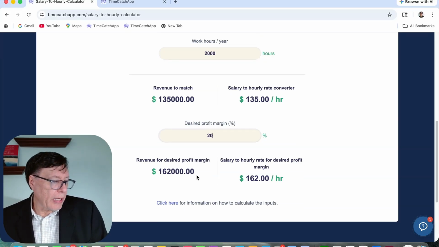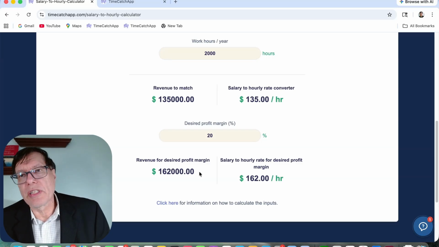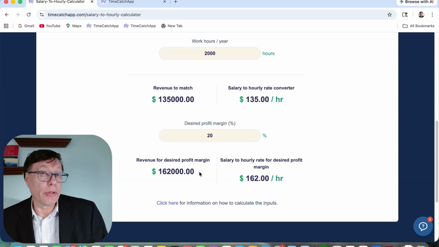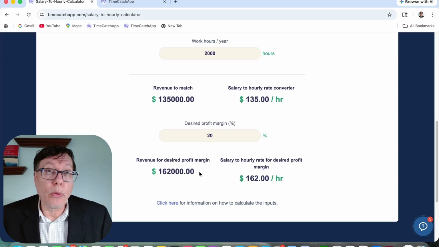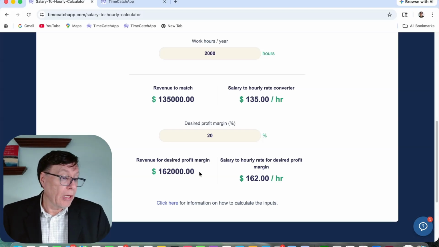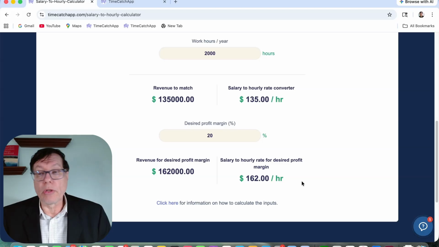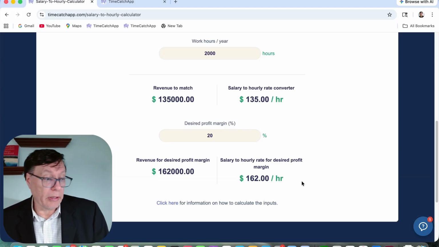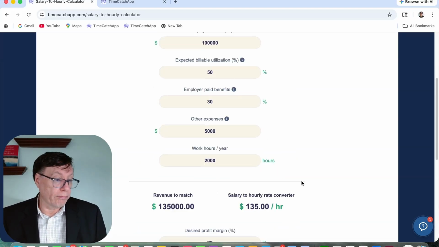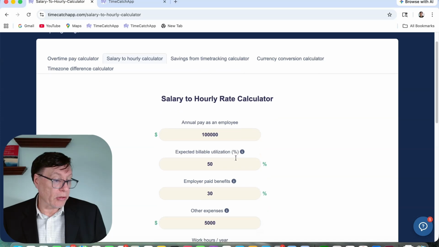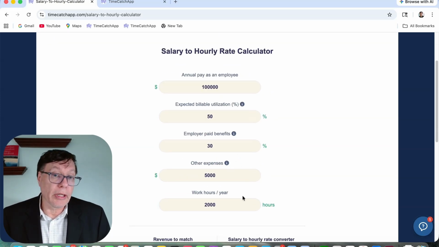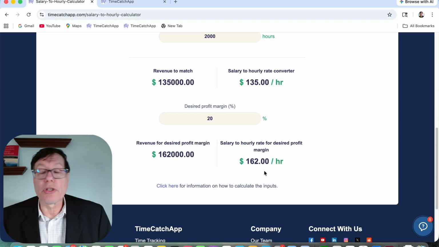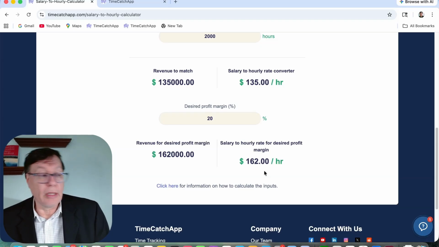So in this case, adding that on, you are now going to need to generate $162,000 of revenue to be equal to what you were making as an employee of the large company. And that's $162 an hour. You can see, okay, before I was making $100,000 for 2,000 hours. That's $50 an hour you are earning. To match it, you have to charge $162 an hour.